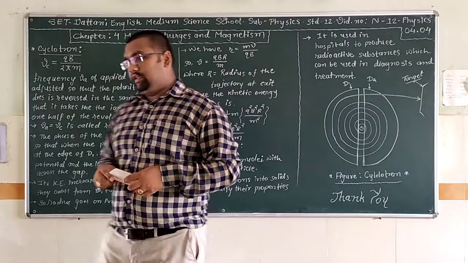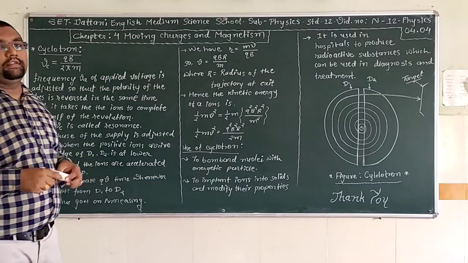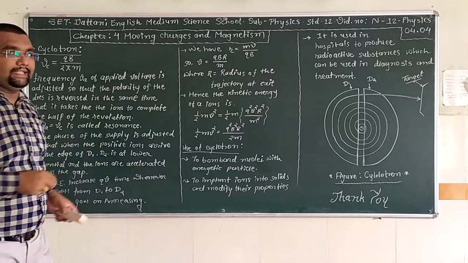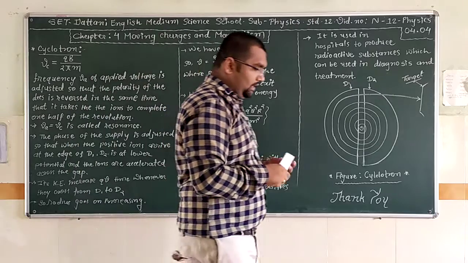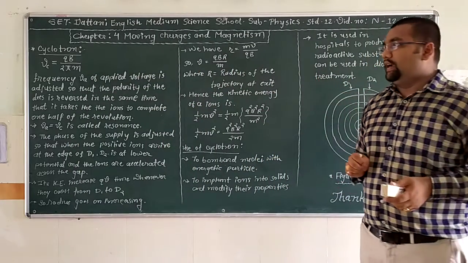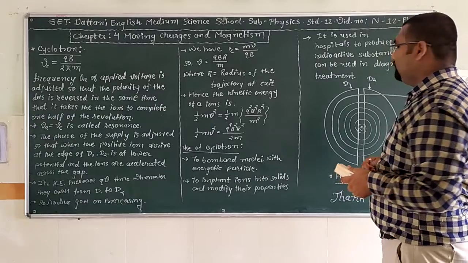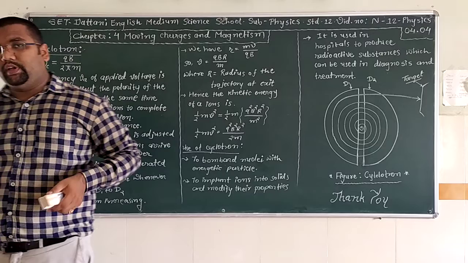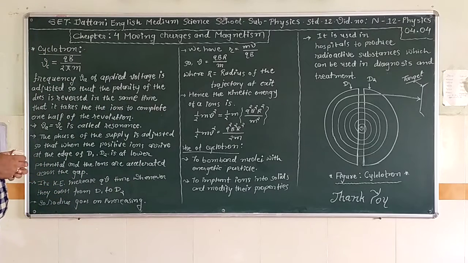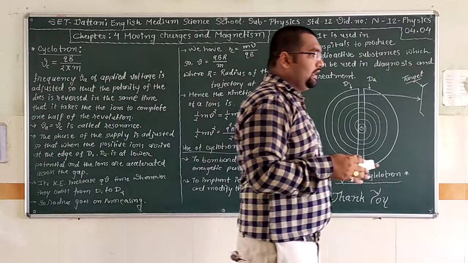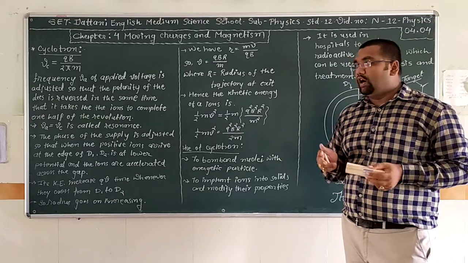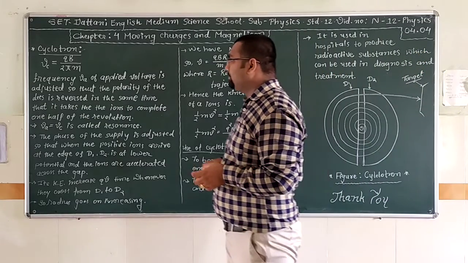This lecture is of Physics Standard 12, chapter number 4, Moving Charges and Magnetism. This is the fourth video of chapter number 4, and the topic is the cyclotron. We have discussed some things about the cyclotron in our previous video, up to the cyclotron frequency.